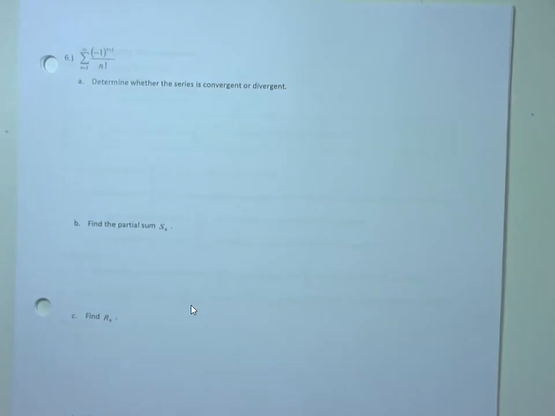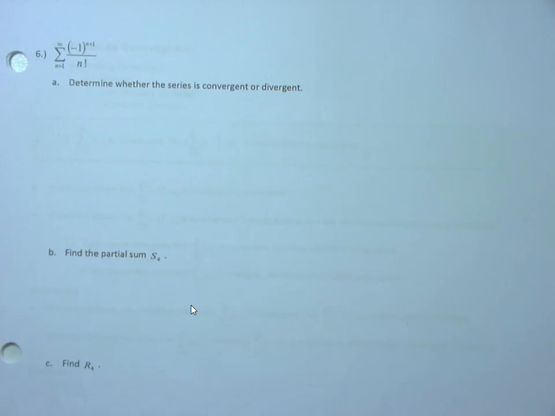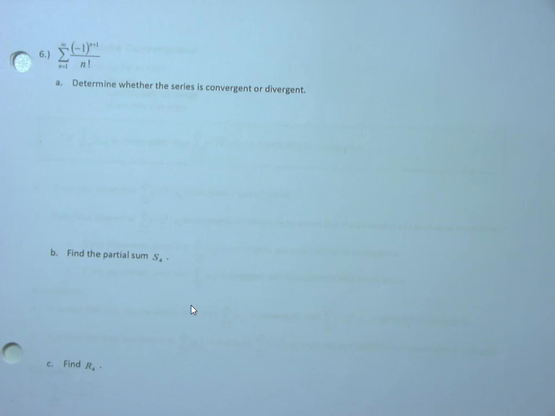So we did a bunch of problems last time. I wanted to pick it up with problem number 6 here. It says: you have the sum as n goes from 1 to infinity of -1 to the n plus 1 divided by n factorial. This is clearly an alternating series, with the big old -1 to the n plus 1. It says determine whether the series is convergent or divergent.